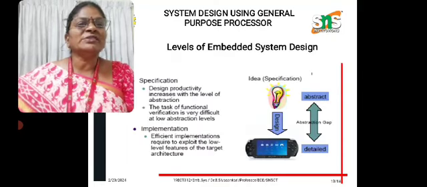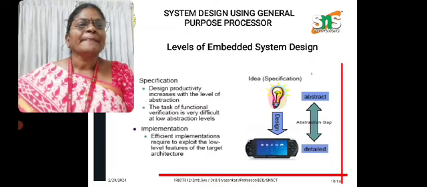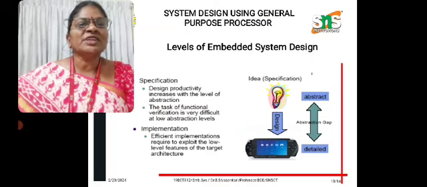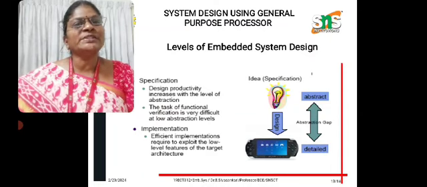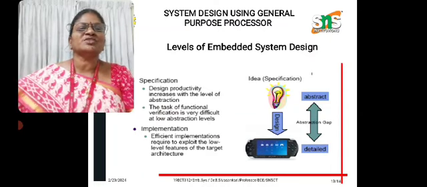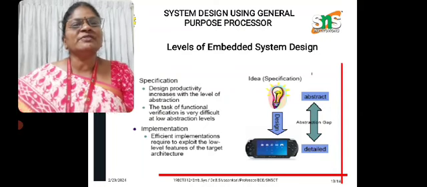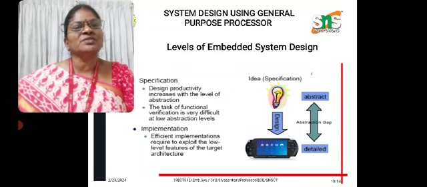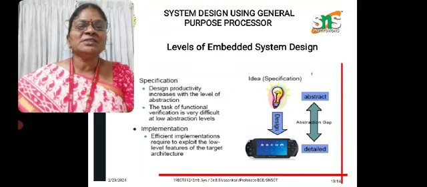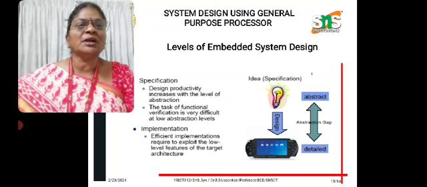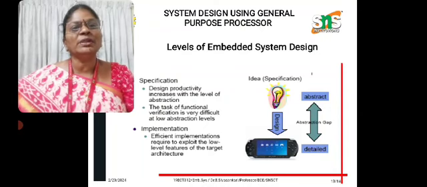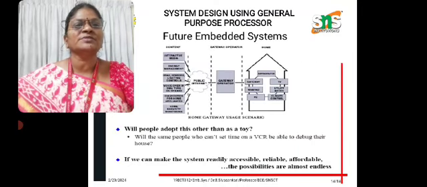So these are the levels of embedded system design, like specification, implementation. So here our idea is design abstraction with detailed output. Specification is nothing but our design productivity increases with the level of abstraction. The task of functional verification is very difficult at low abstraction levels, and implementation is nothing but an efficient requirement to exploit the low level features of the target architecture.